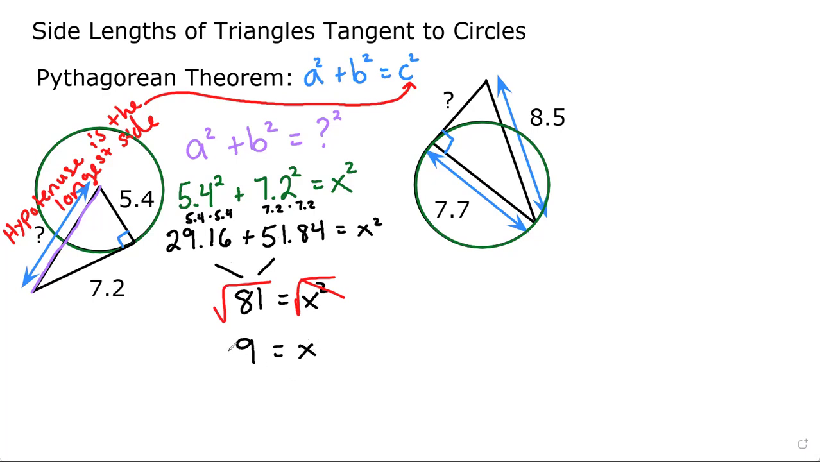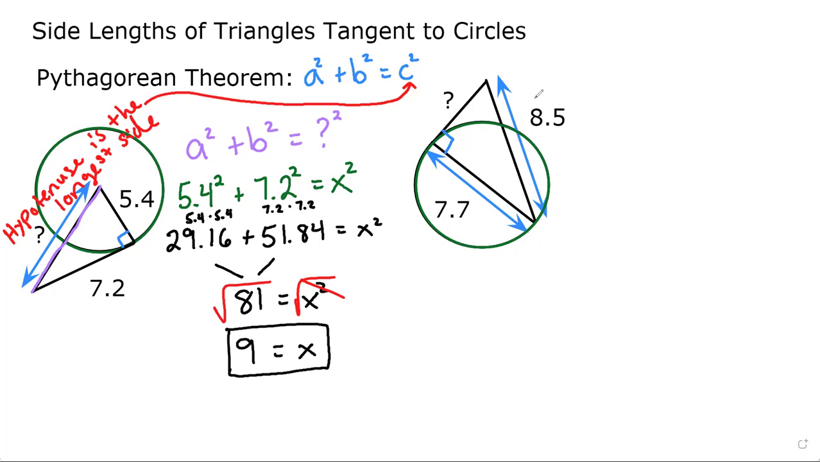Now you're probably wondering, but Ms. Tyler, what about the plus or minus in front of it? You're right. But if you look at it, it's a side length. Is it possible to have a negative side length? No. So it has to be the positive version. It's not possible for it to be the negative version because we're talking about a real object. It can't have a negative number for a side.